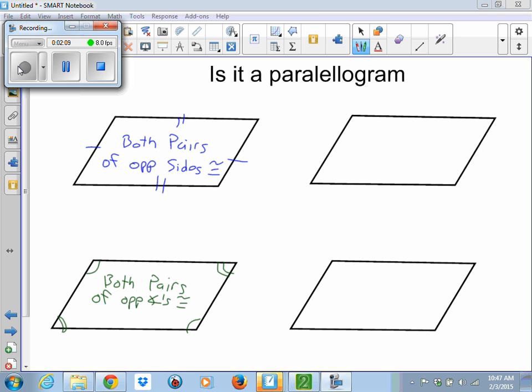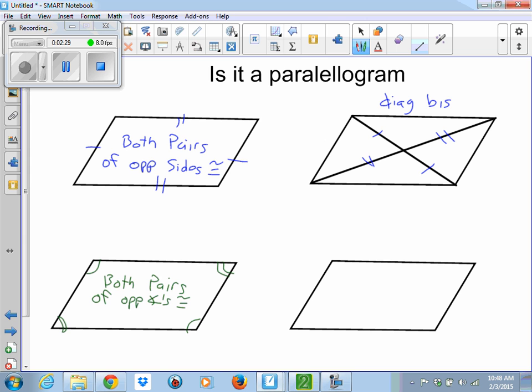Okay, the other one is going to be based on the diagonals. Okay, so if the diagonals bisect each other, again, they don't have to be the same length, but if they bisect each other, then it is a parallelogram. You can do this from a coordinate plane, find the measure of all the diagonals from here to here and here to here, and it would tell you whether or not it is a parallelogram.